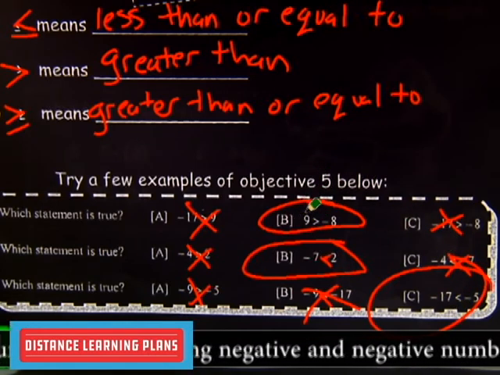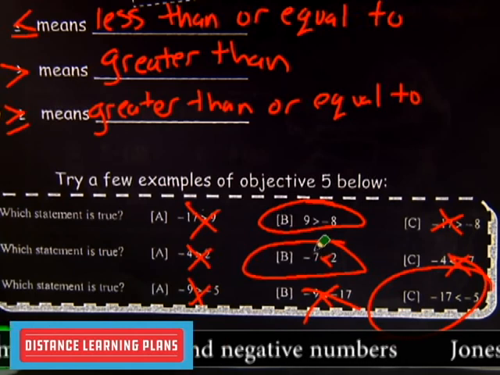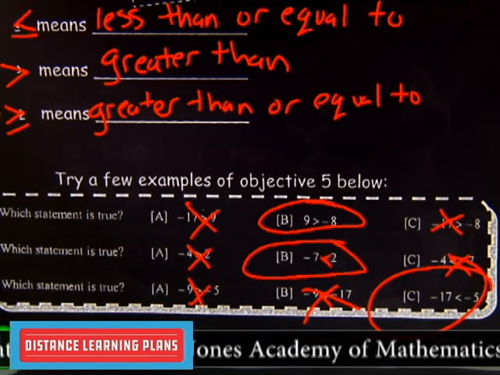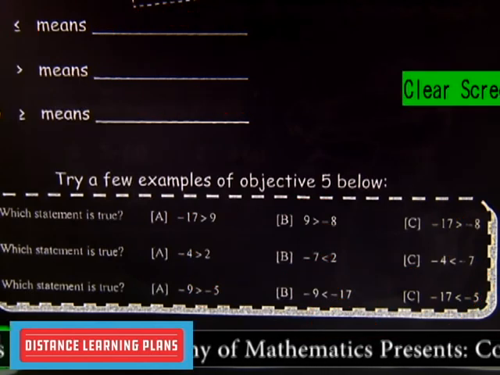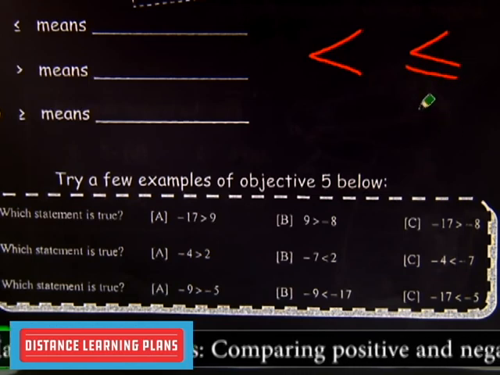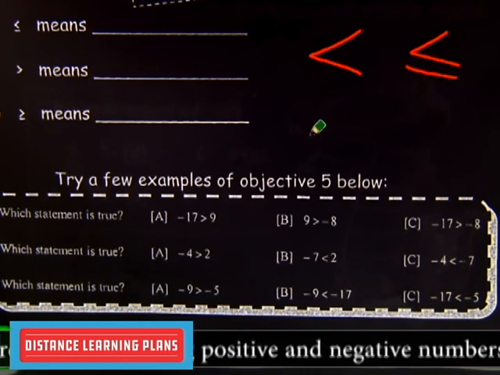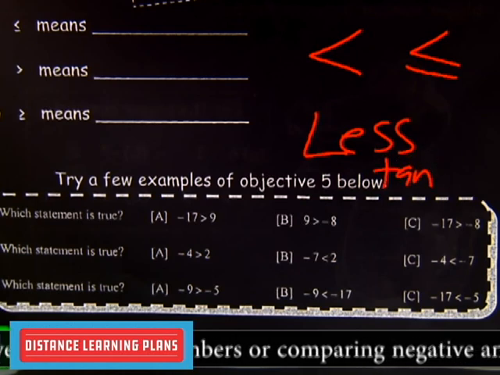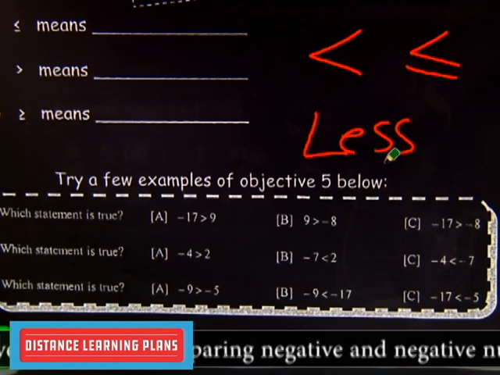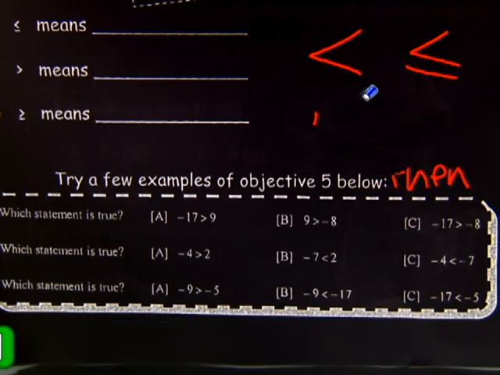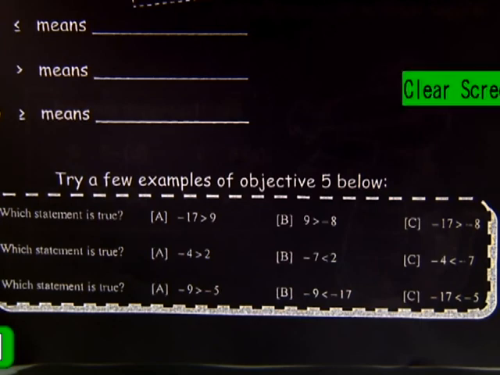Negative 9 is greater than negative 8. Negative 7 is less than 2. And negative 17 is less than negative 5. Biggest thing you want to remember is anytime that you point left, whether you point left like this or like this, it means you say in the English language, you say less than. If it points left, it's less than. And if it points right, it is greater than. All right, that sums up objective number 5.